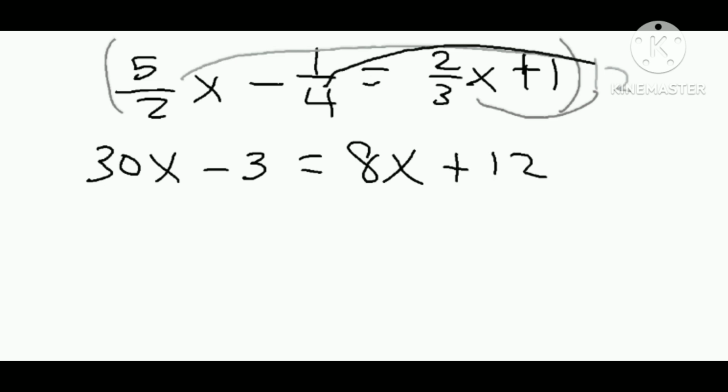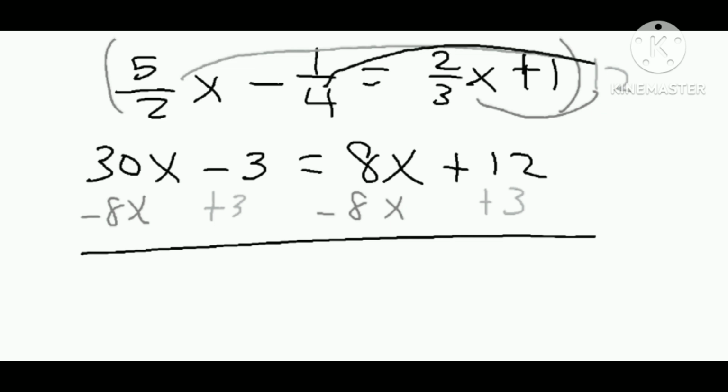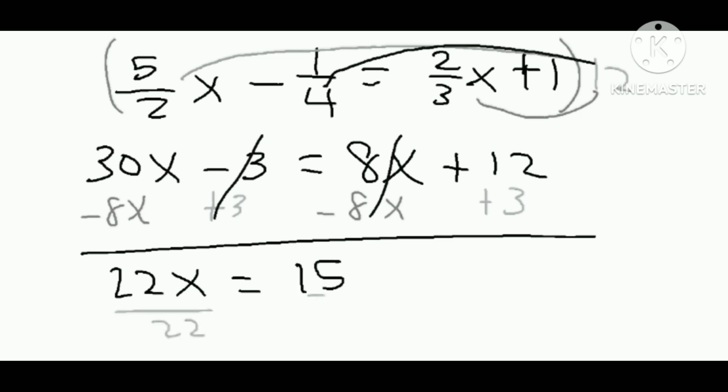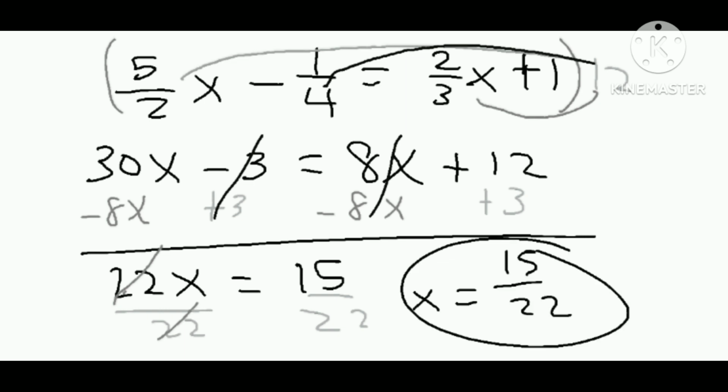So now we don't have any more fractions. So now it's a lot easier to solve it. So let's add 3 to both sides. And simultaneously, let's subtract 8x from both sides. So these will cancel. 30x minus 8x is 22x. And 12 plus 3 is 15. So now let's divide both sides by 22 to isolate x. So now we have our final answer. X is equal to 15 divided by 22.